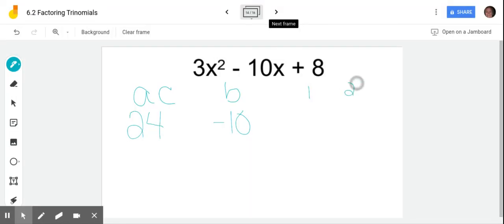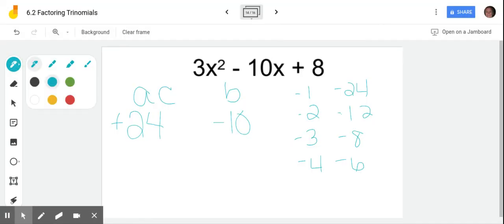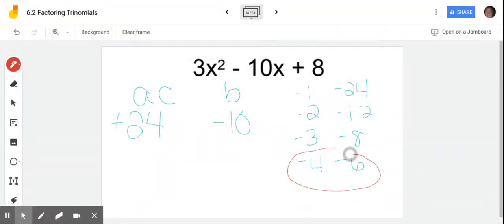I've got 1 and 24, 2 and 12, 3 and 8, 4 and 6. So now I need a combination of those that when I multiply them together, I get a positive 24, but when I add them, I get a negative 10. To have a negative number for B but a positive when I multiply, it means both of the numbers would have to be negative. So no matter what pair I pick, they're both going to be negative. Now I just need to find the pair that adds to 10, and it's going to be negative 4 and negative 6.